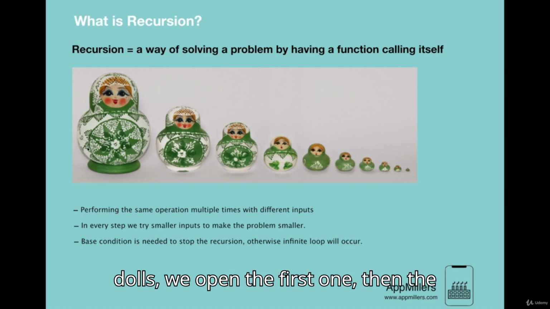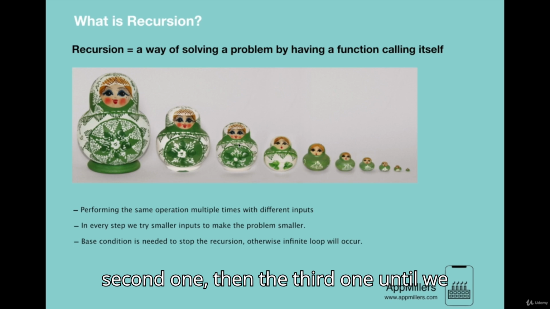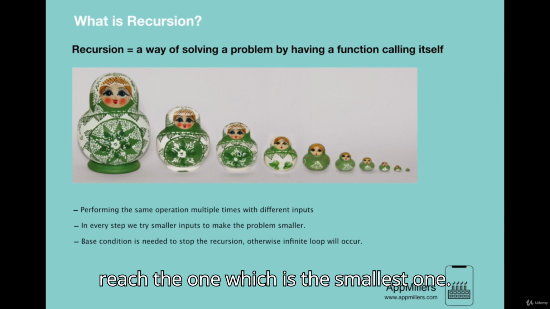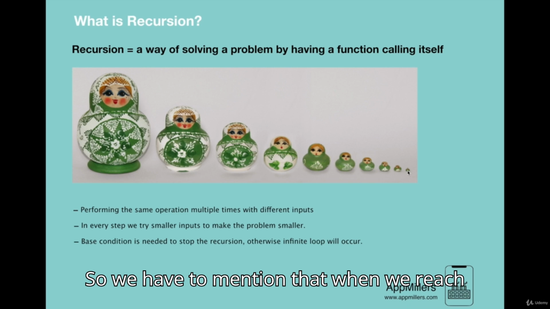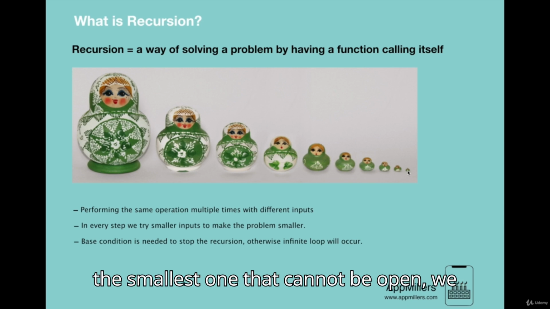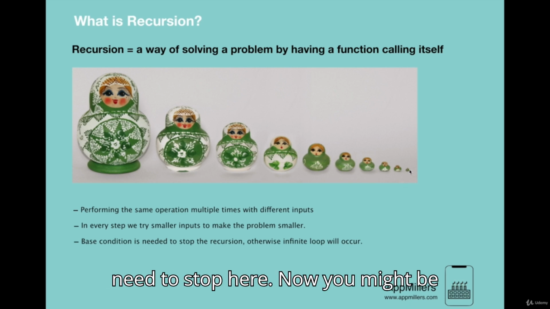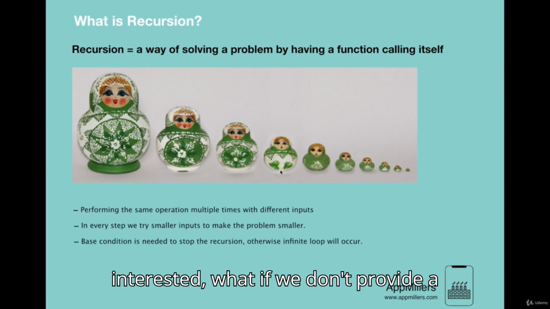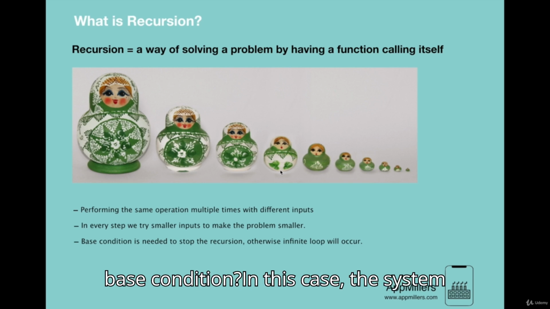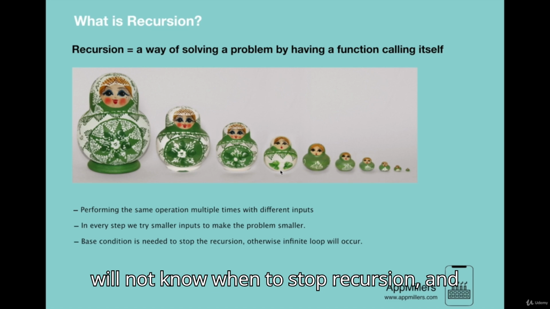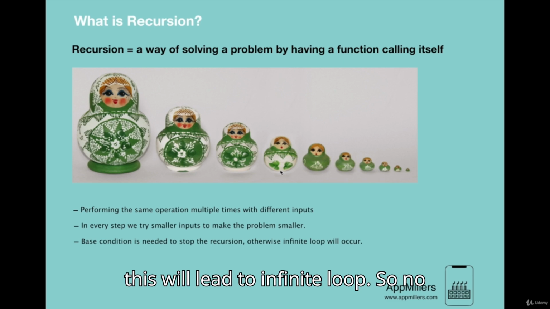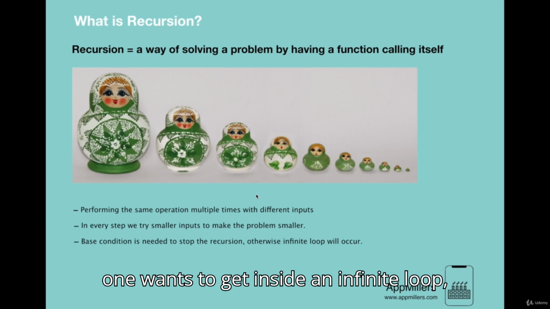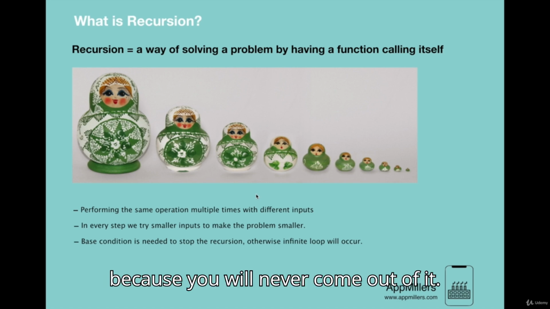In the case of Russian dolls, we open the first one, then the second one, then the third one, until we reach the smallest one. So we have to mention that when we reach the smallest one that cannot be opened, we need to stop here. Now you might be interested, what if we don't provide a base condition? In this case, the system will not know when to stop recursion, and this will lead to an infinite loop. No one wants to get inside an infinite loop, because you will never come out of it.